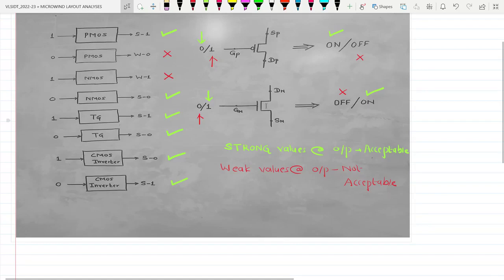NMOS is an active high device, which means if a logic 1 is applied at its gate, it turns on. A PMOS gives a strong 1 and a weak 0. NMOS gives a weak 1 and a strong 0. Transmission gate, it transmits 1 as strong 1, 0 as strong 0, both of which are acceptable. CMOS inverter converts 1 into strong 0 and a 0 into strong 1, which is also acceptable.